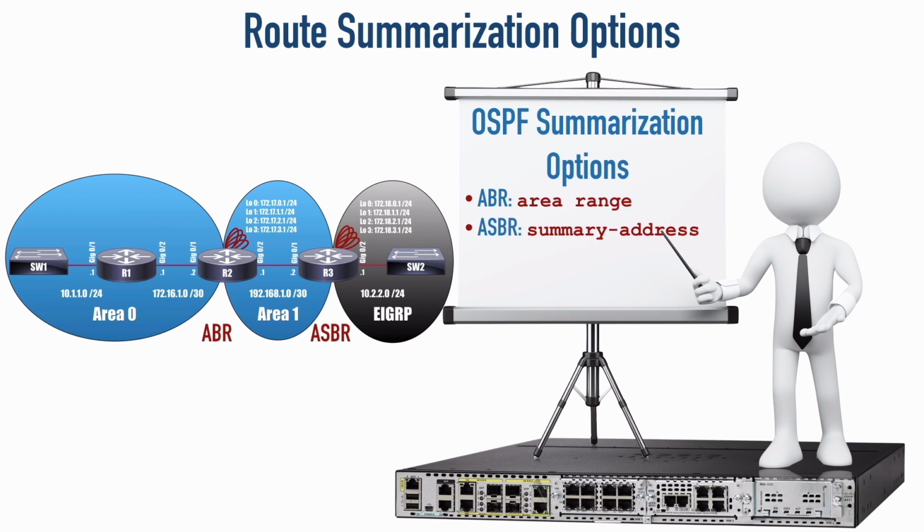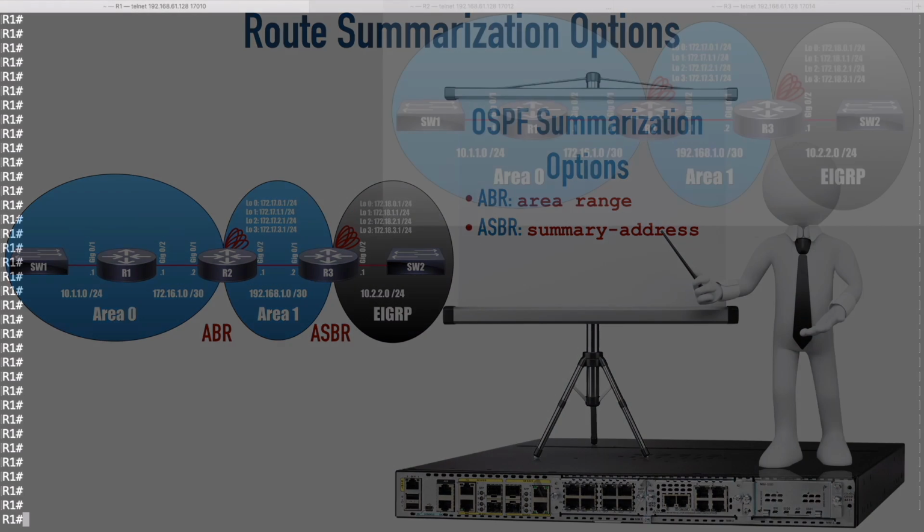Now let's go out to a live interface and we're going to configure this topology where we're going to be summarizing the loopback interfaces on R3, the 172.18 networks. We're going to summarize those that live in EIGRP right now as they're being injected into OSPF. And also on router R2, we're going to summarize the 172.17 networks as they're about to be injected into area 0. Now let's go out to a live interface and check it out.